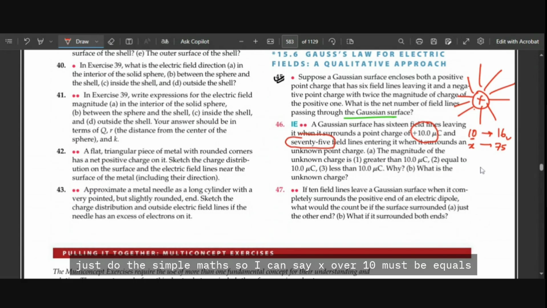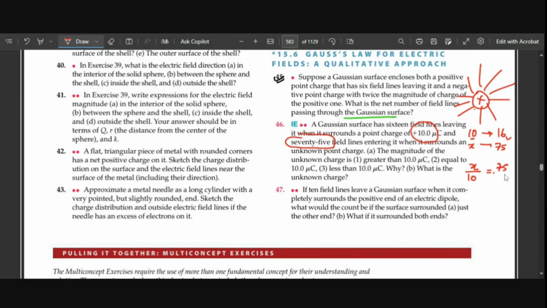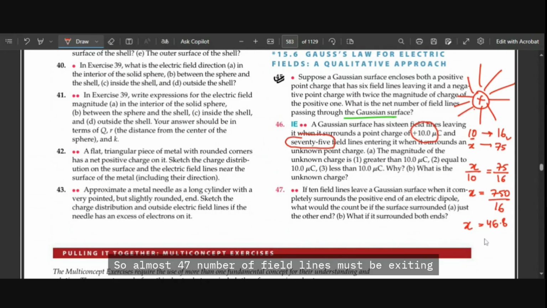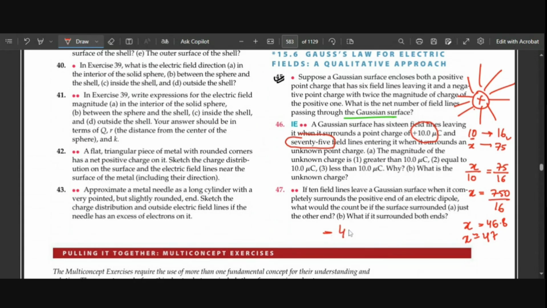Let's just do the simple maths. So I can say x over 10 must equal 75 over 16. So x is going to be 750 over 16. So tell me the value of the charge. What's the value of x? 750 divided by 16 is 46.8. So almost 47 field lines must be exiting. No, sorry, entering. So it must be negative 47 microcoulombs of charge. That should be the answer.